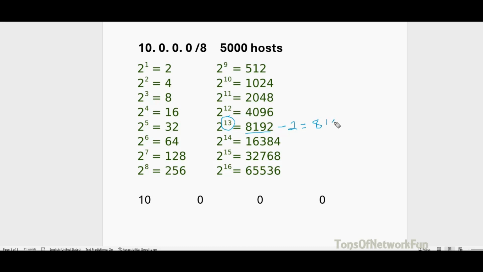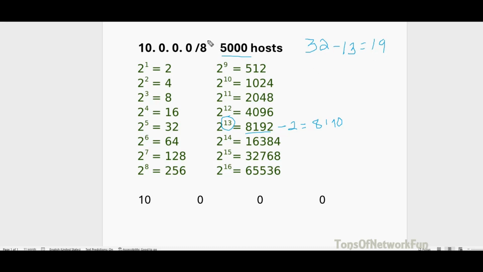8190. Minus 2 how? 1 for network ID, 1 for broadcast ID we lose, but still we get 8190, which is plenty more than the 5,000 requirement. So straight away we know 13 host bits, and 32 is the magic number. Remember this? We just minus 13 from 32, and we get 19. This is your new slash value.